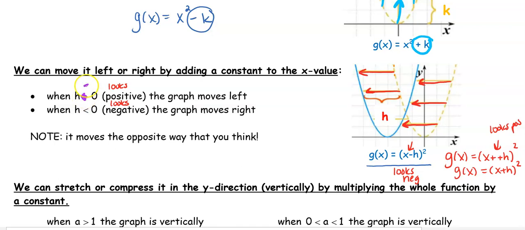h is going to be less than 0 because the h value, like we said right here, is actually negative, but it looks positive. This is going to be greater than 0, so the h value is actually positive, it's just going to look negative. So horizontal shifting is always going to be the opposite of what it looks like.